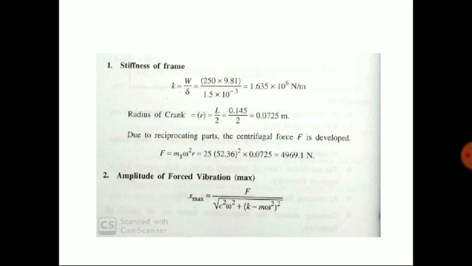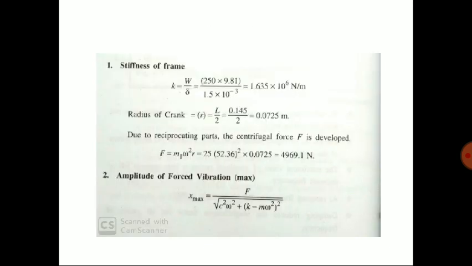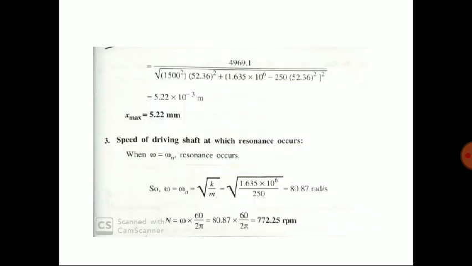That is x max is equal to F by square root of c square omega square plus k minus m omega square, whole square. Here F we know, c is already given, omega we know, k we found now, m we know. So all we have, we just know. So we are finding x max.